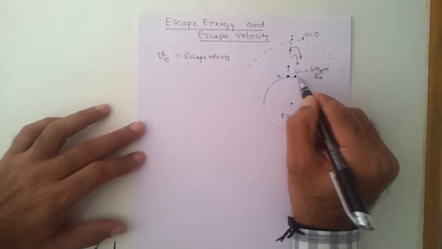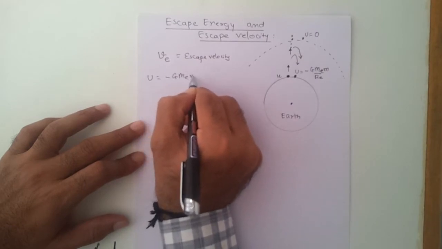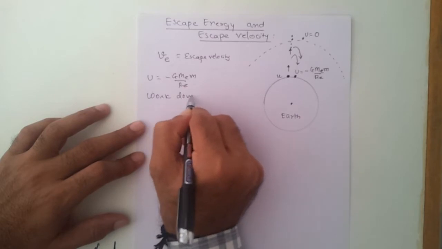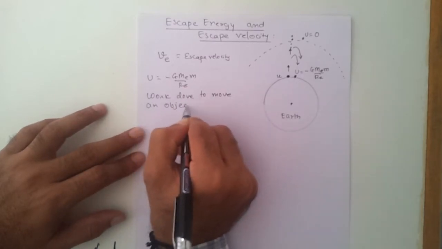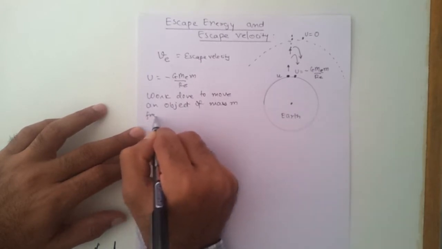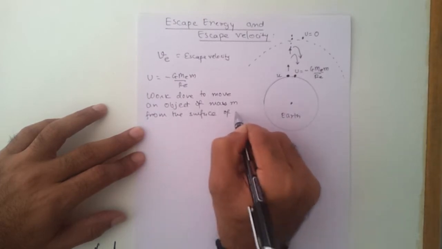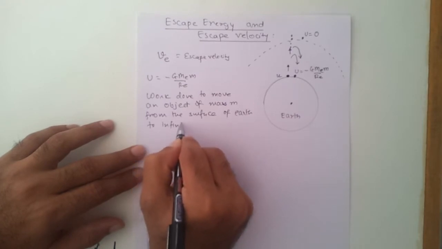If you recollect the definition of U equal to minus G Me m upon Re, the definition was the work done to move an object of mass m from the surface of Earth to infinity. Right?